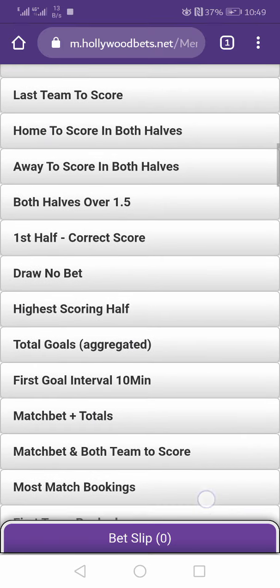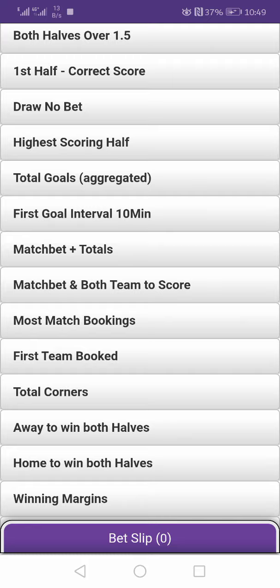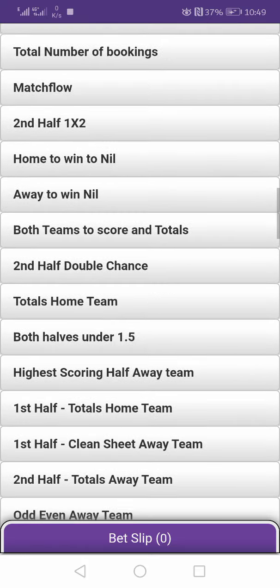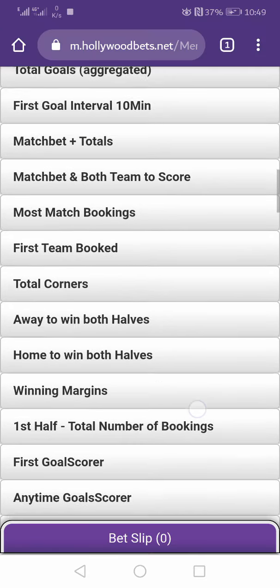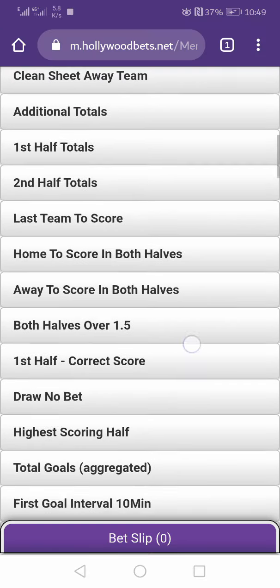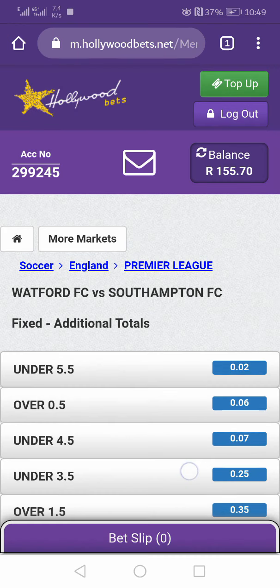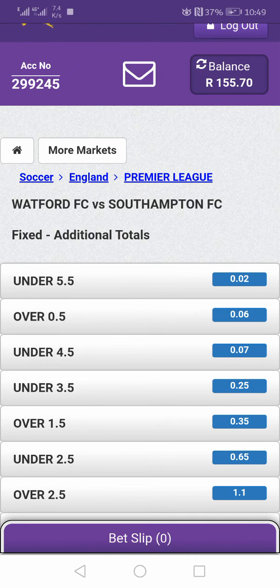Additional totals is based, let's say you said over 1.5 in a match. When you say over 1.5, what does that mean? That means that whoever scores, are you getting my point? Whoever scores, it doesn't matter. You see this? This is it. You say over 1.5. Whoever scores, you don't care. You don't give a damn. You know what I mean? Because you're depending on both teams here.